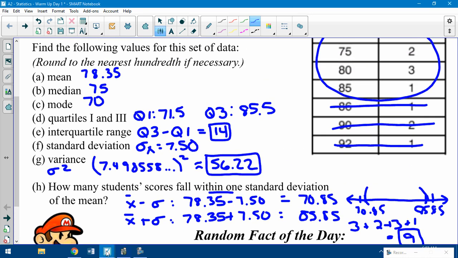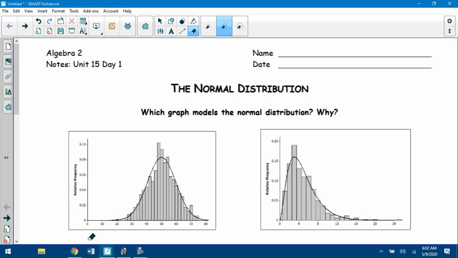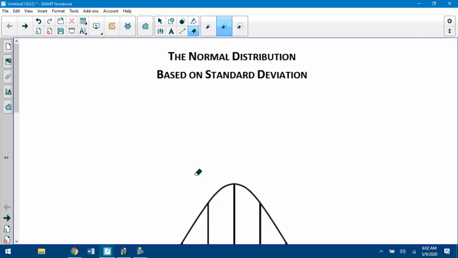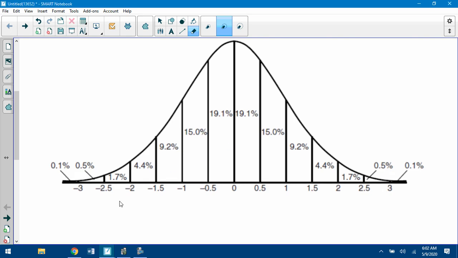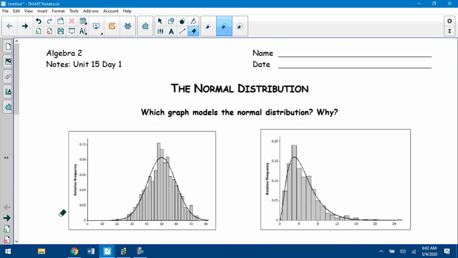Okay, let's go over to today's notes then. Now, at some point, I'm going to refer to this chart. So hopefully you have this reference table, this normal distribution based on standard deviation. I'll explain what this all is a little bit later in the lesson. But the next few days, we're going to deal with something called the normal distribution.